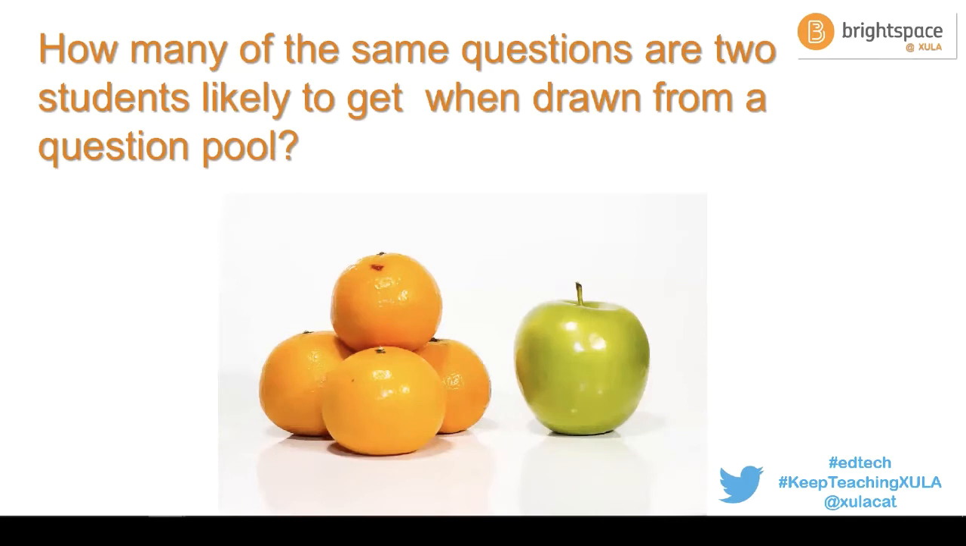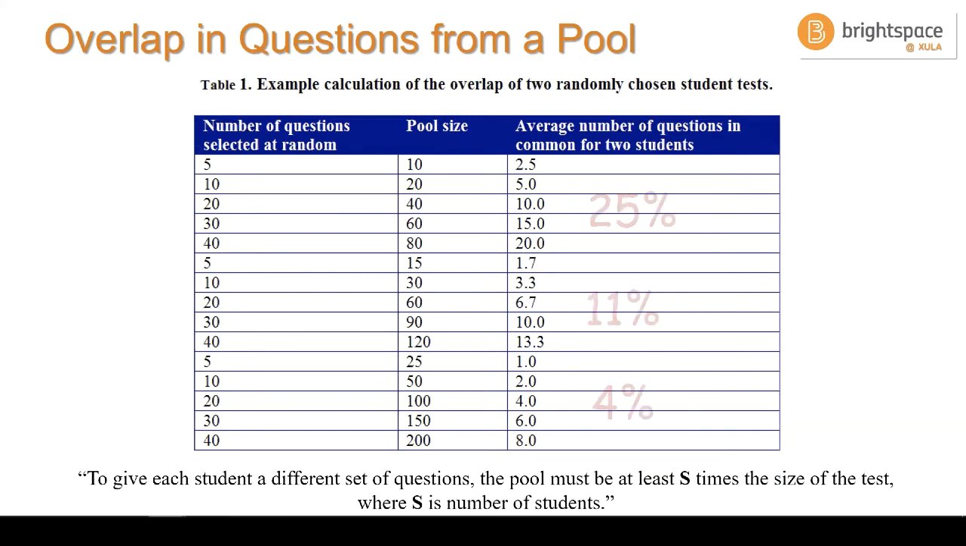So here's a question. How many of the same questions are two students likely to get when drawn from a question pool? Well, here's an example. In this table, you'll see the number of questions selected at random is repeating the same number of questions. However, what's different here is the pool size. Notice the larger the pool, the less likely these two students would receive the same questions. Only 4% of them would probably be the same. So the larger the pool, the less likely the students will have more of the same questions.